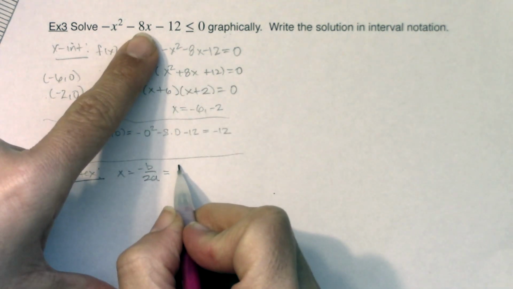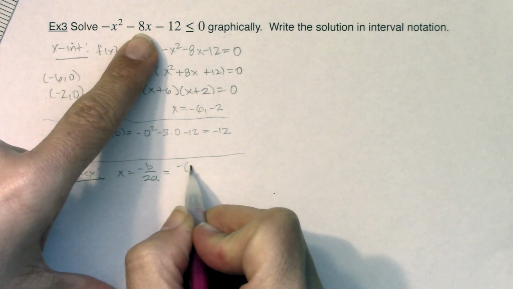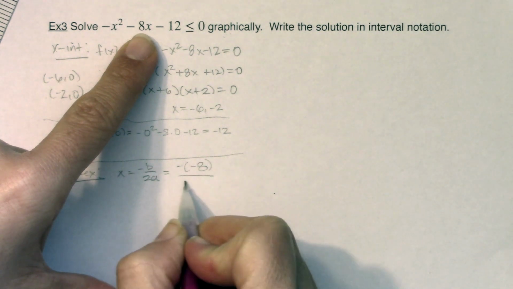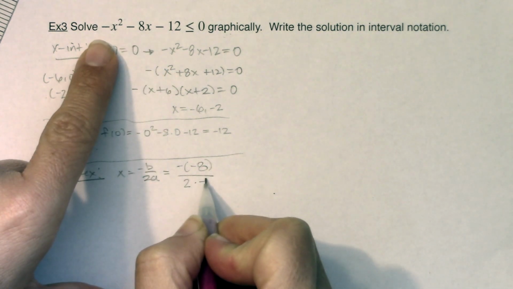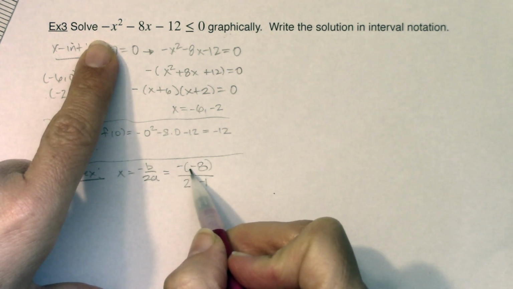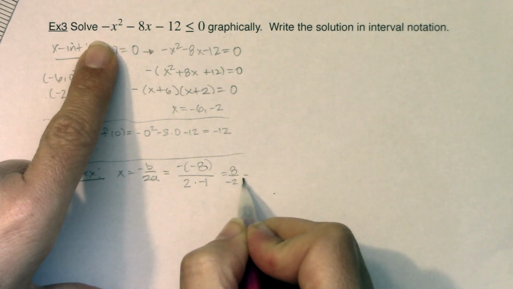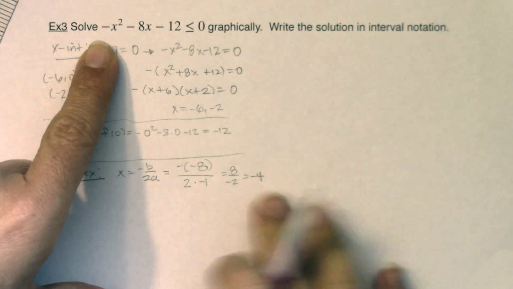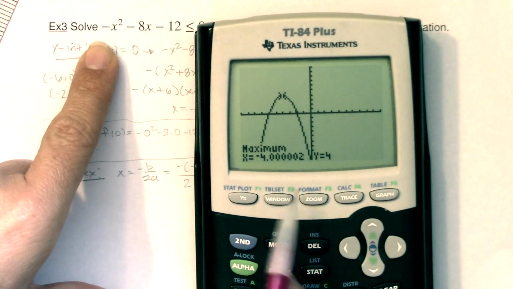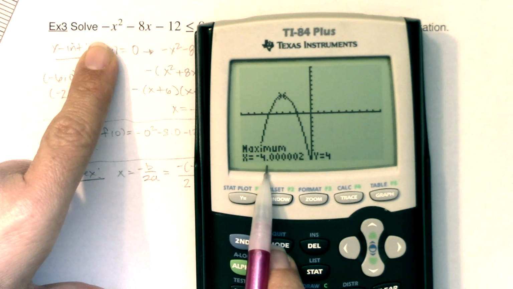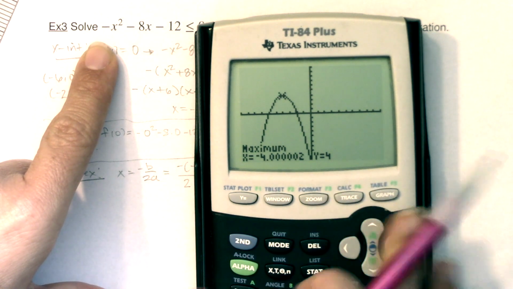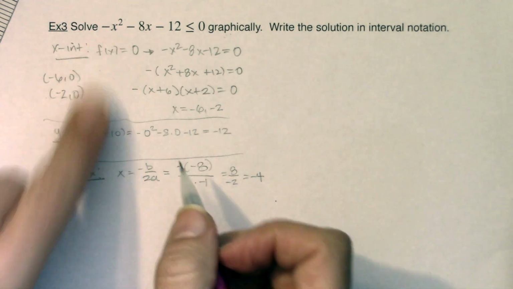So my b value is -8, so I have negative of -8 over 2 times, in this case, -1. So negative of -8 is +8. +8 over -2 is -4. So that x-coordinate is consistent with what I got in my calculator. Let's see if the corresponding y value is +4.